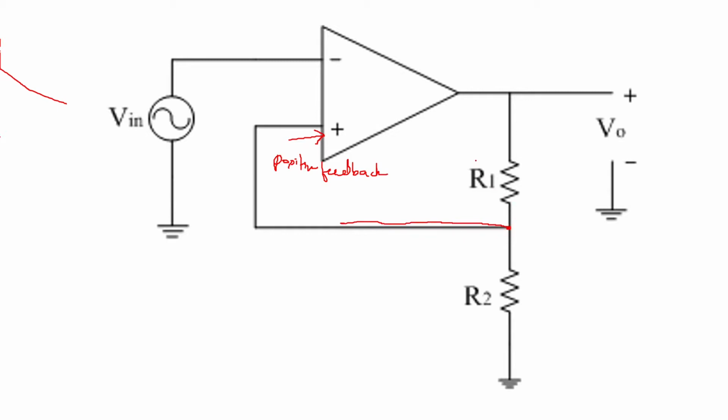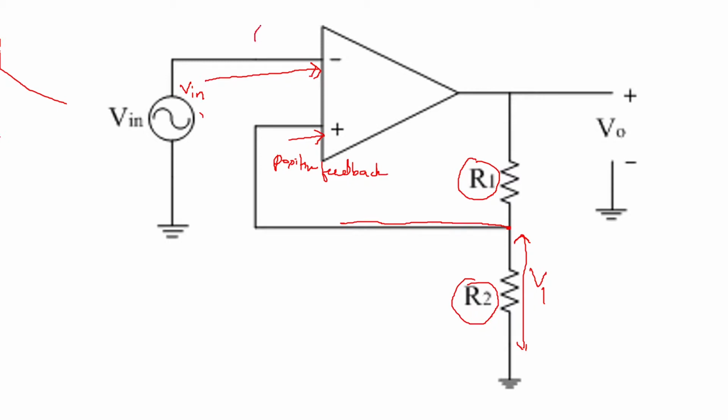Here you have resistors R1 and R2. So the voltage across this will be coming as a feedback. You can call this voltage V1 if you want, and this will be the feedback voltage. Now the input is given to the inverting terminal. This is the input, and it has been given to the inverting terminal.